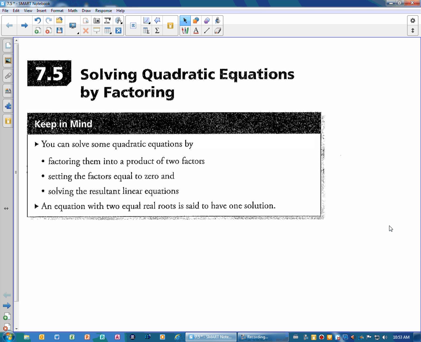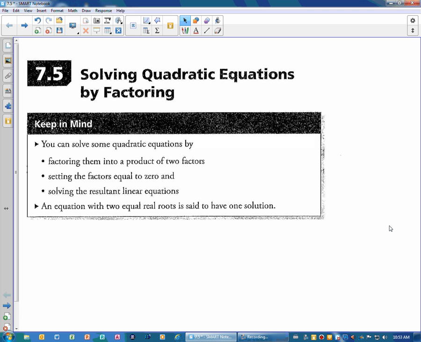So it says you can solve some quadratic equations by factoring them into a product of two factors, that's the easiest, setting the factors equal to 0, and then solving the resultant linear equations. I did that a little bit last lesson, but we'll do it more this one. And it says, keep in mind that an equation with two equal roots is said to have one solution. That's a graph that hits the x-axis only once.